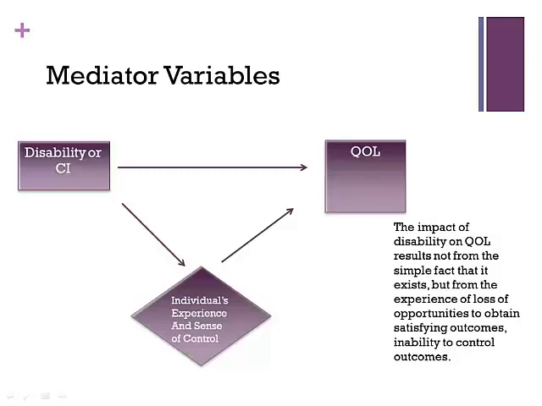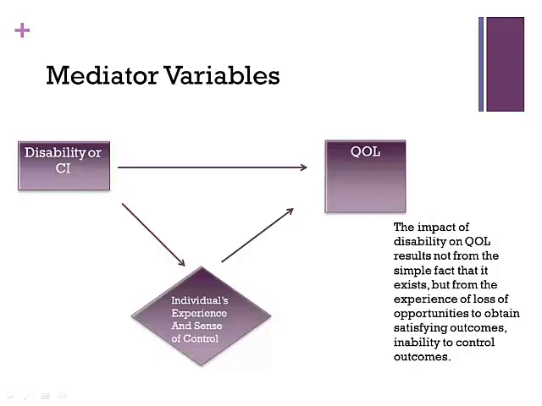So the impact of disability on quality of life is said to result not from the fact that the disability exists, which doesn't directly affect quality of life, but rather from the way that the person experiences the disability, the extent to which the disability or chronic illness may create a loss of opportunities to obtain satisfying outcomes or to participate in enjoyable activities, or the inability to control outcomes and to make things different, to engage in more enjoyable activities or to obtain more satisfying outcomes. It's that experience of the disability that actually creates the relationship.